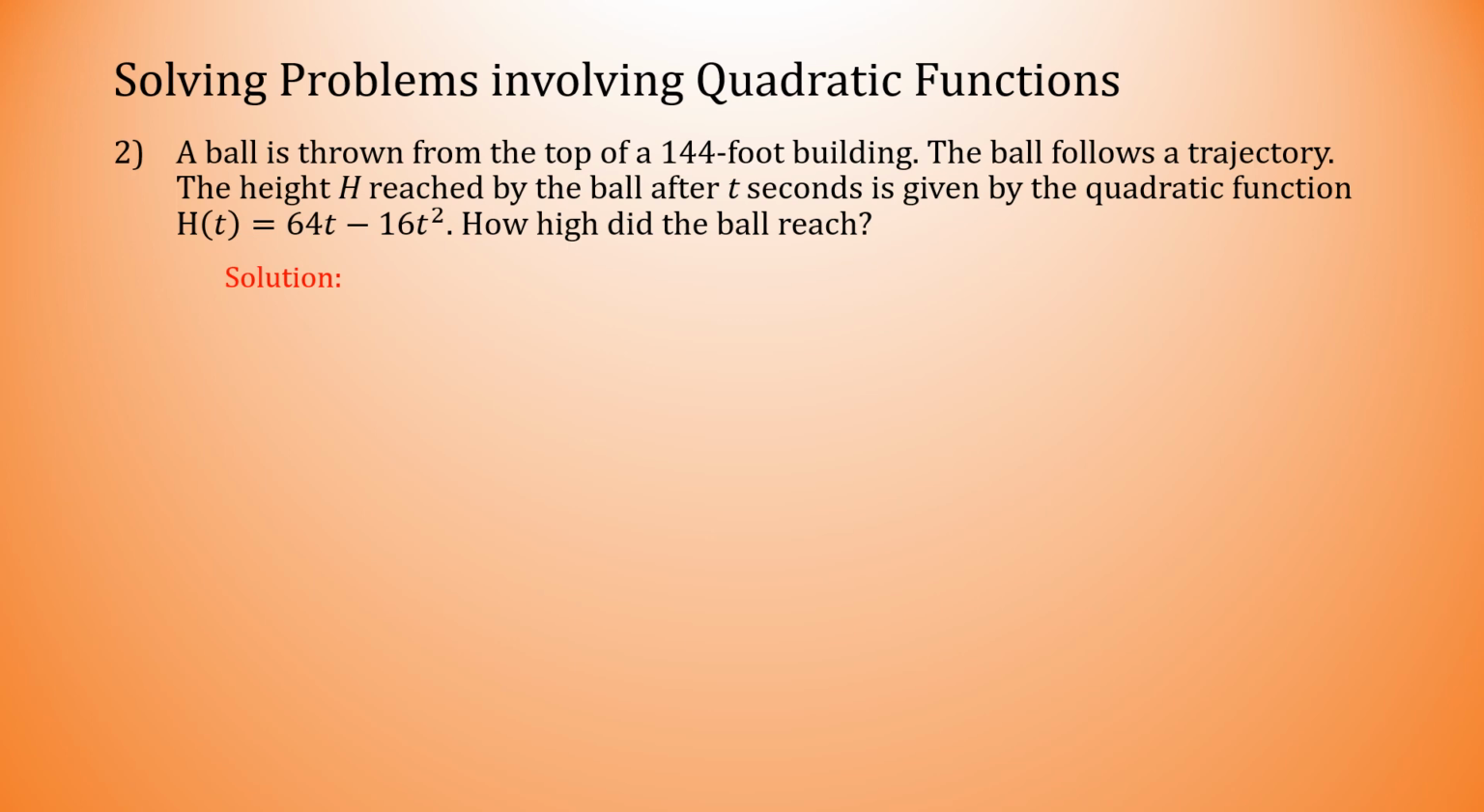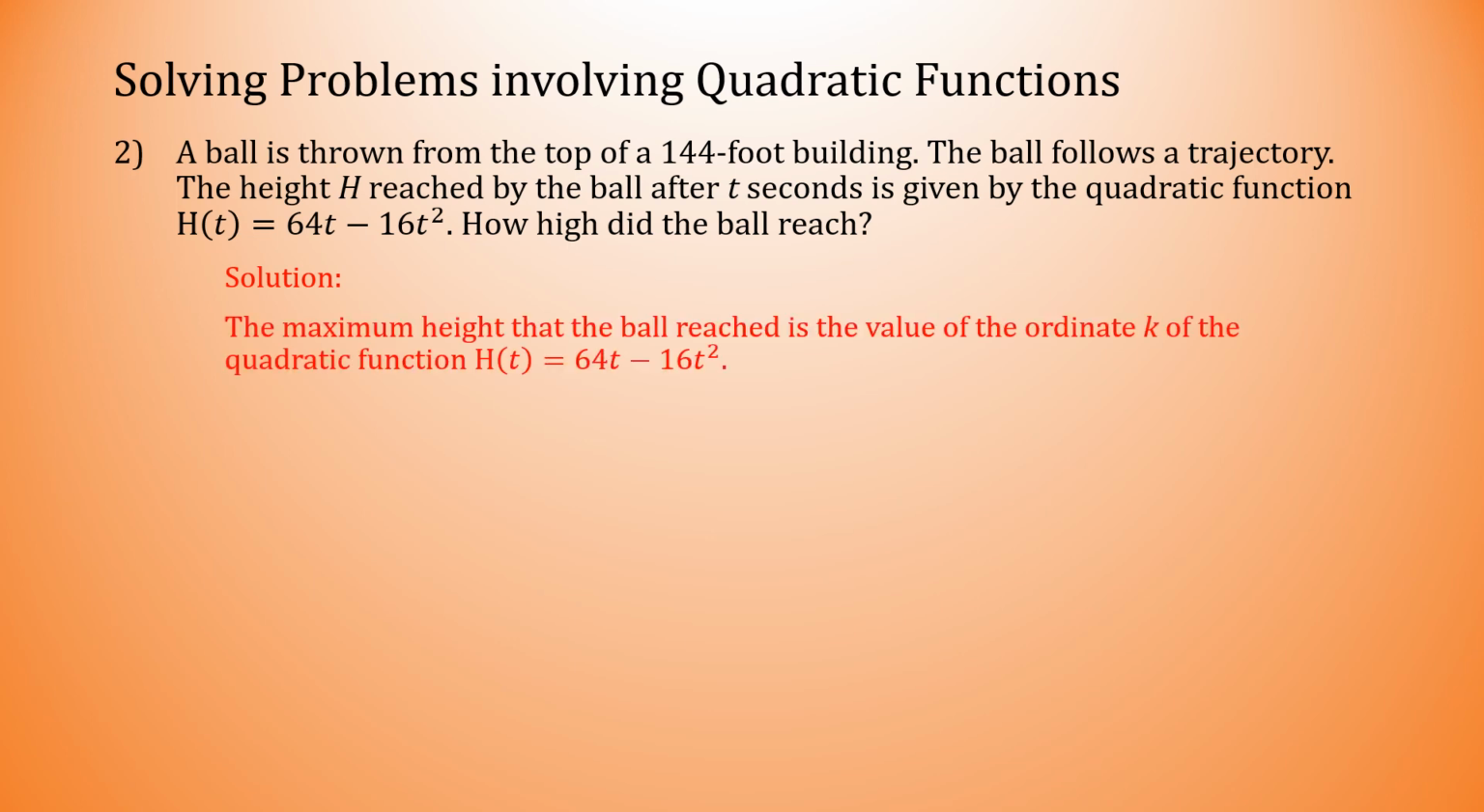So our solution: the maximum height that the ball reached is the value of the ordinate k of the quadratic function h of t is equal to 64t minus 16t squared. To find the maximum height that the ball reached, we use the formula k is equal to (4ac minus b squared) over 4a. In the quadratic function h of t is equal to 64t minus 16t squared, we have a is equal to negative 16, b is equal to 64, and c is equal to 0.